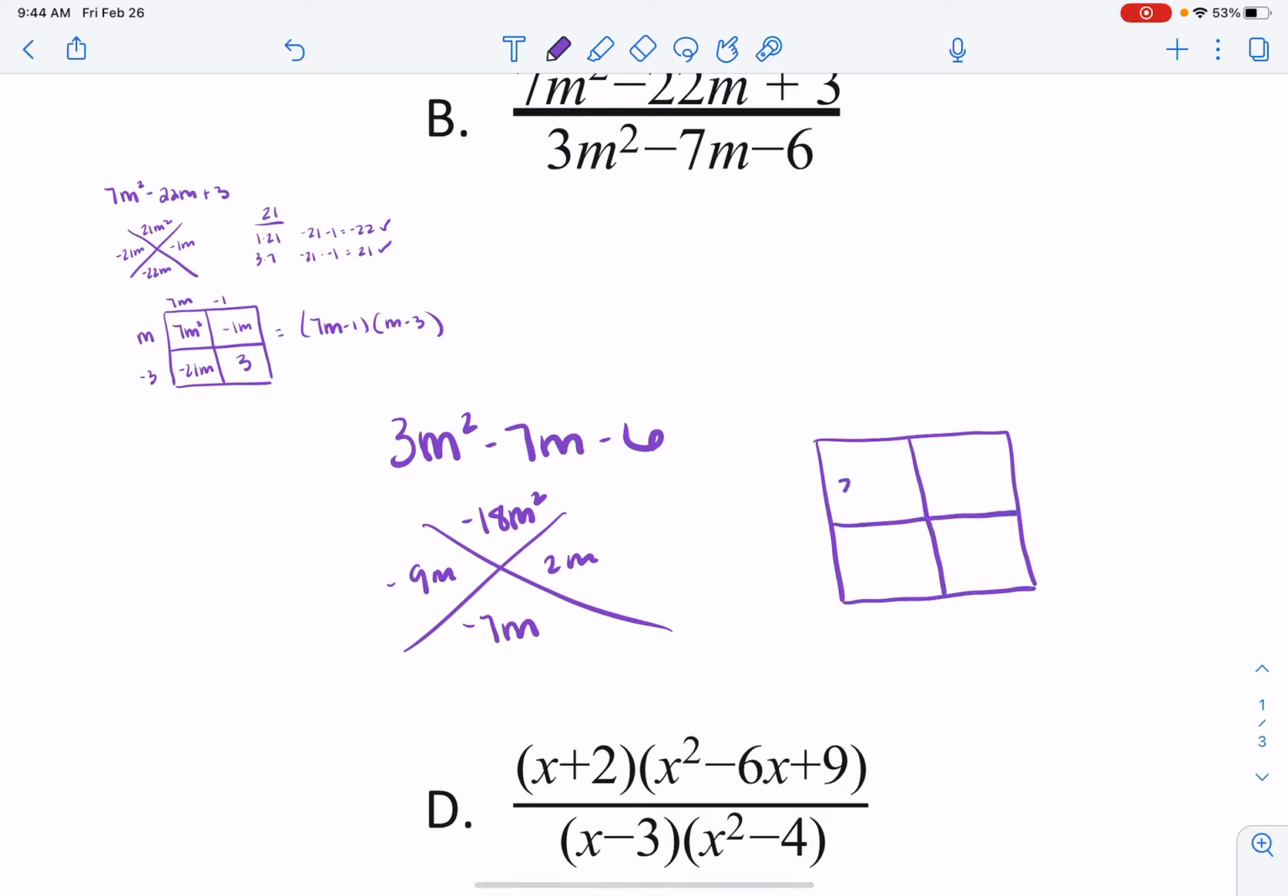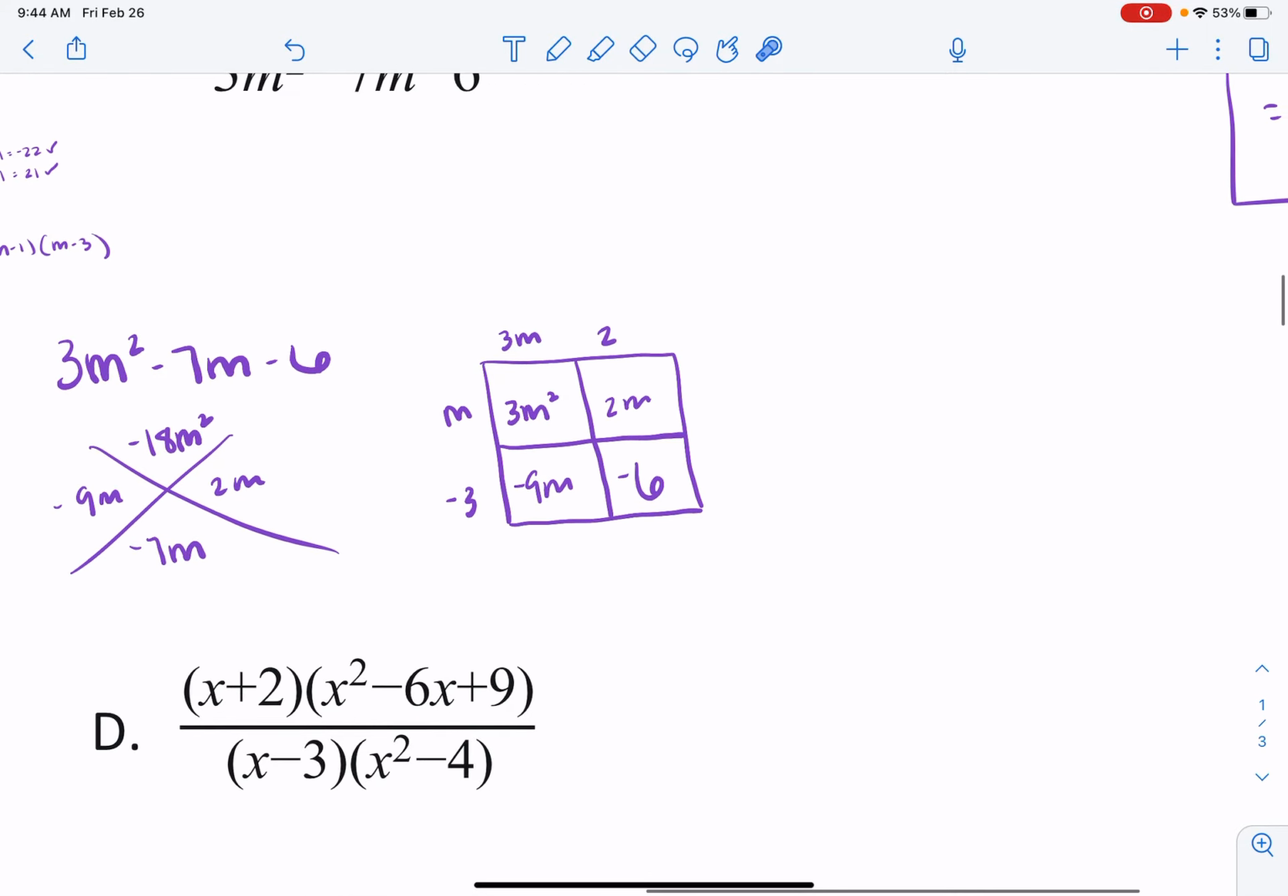So I'll put the original 3m squared here and our original c, negative 6 here, negative 9m, and 2m. So when I look here, what do these two have in common? It looks like just an m. M times 3m gives me 3m squared, and m times 2 gives me 2m. 3m times negative 3 gives me negative 9m. And negative 3 times 2 is negative 6.